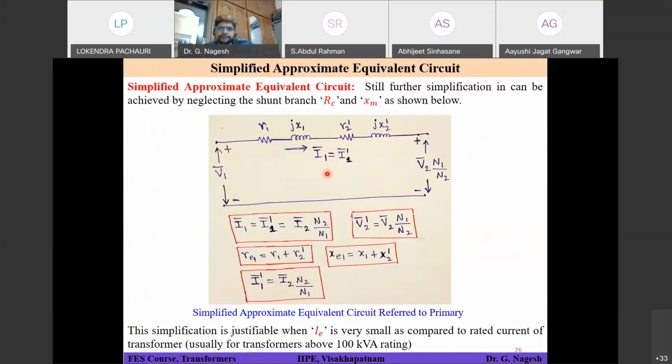Is it clear? Right. So this is regarding your exact equivalent circuit, and the approximate and simplified equivalent circuits, and how to transfer resistance and reactance onto the other side based on the turns ratio. You go through it. Voltage is direct ratio, resistance and reactance direct ratio square, current reverse ratio. That's all. And the subscript E indicates the equivalent resistance, that means the total equivalent resistance referred to primary.